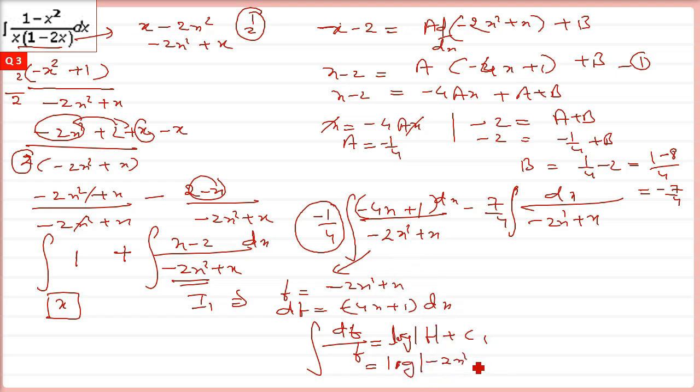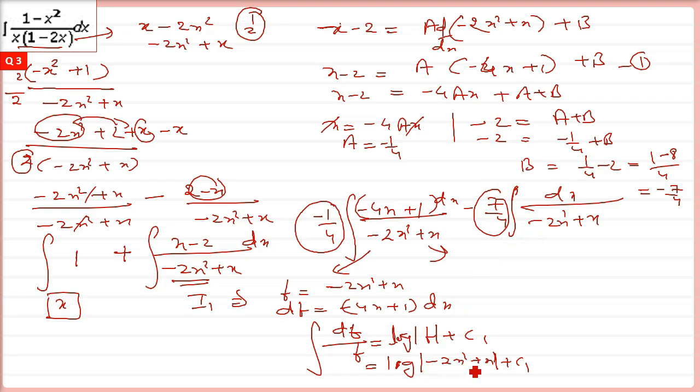So minus 2x square plus x plus constant of integration c1. So we have to multiply it by minus 1 by 4 and also 1 by 2. 1 by 2 is already there outside. So we'll deal with those constants later. But we have to do this dx by negative 2x square plus x now.